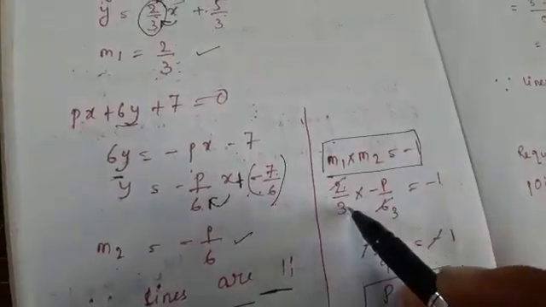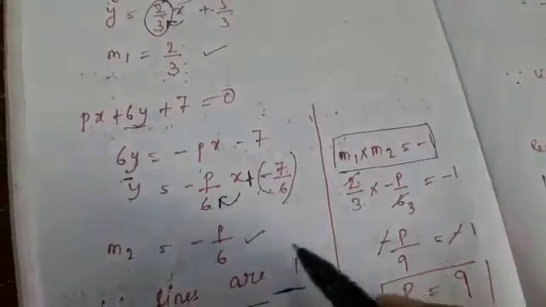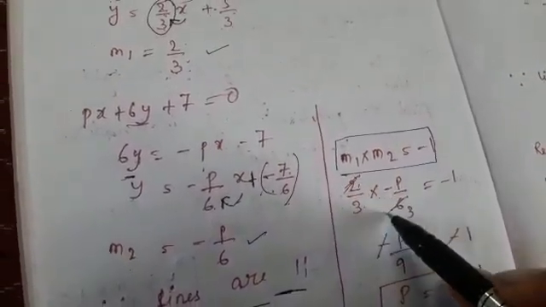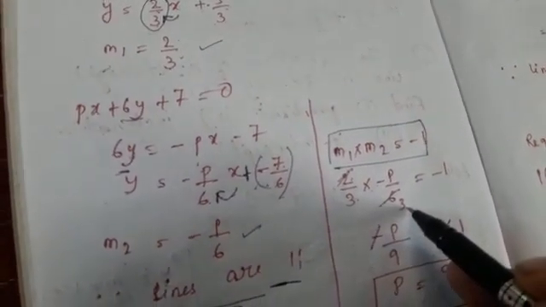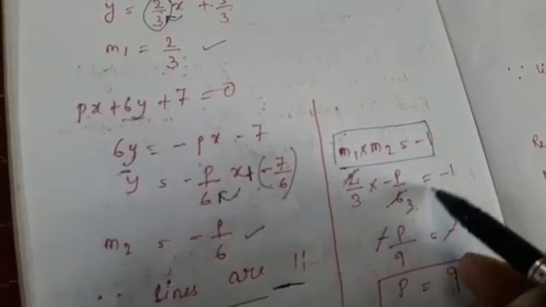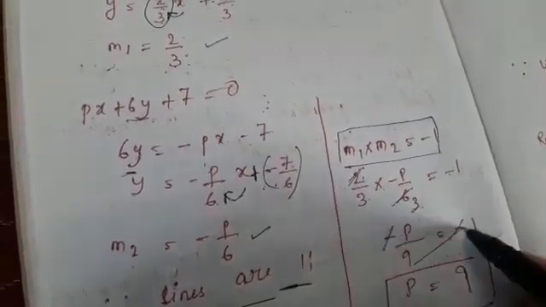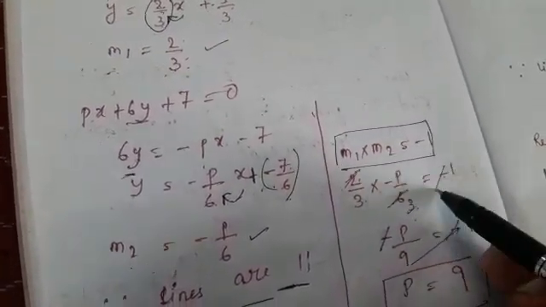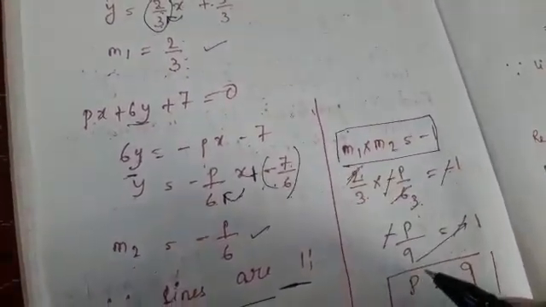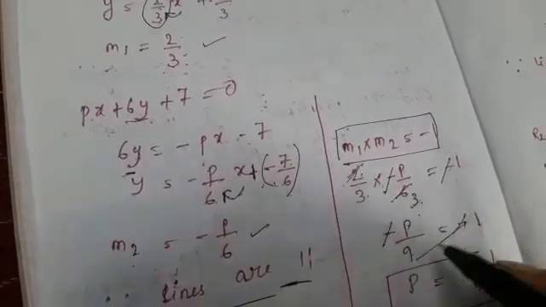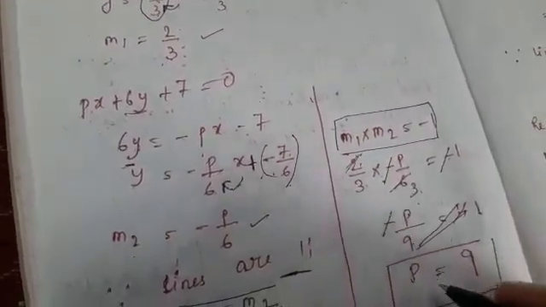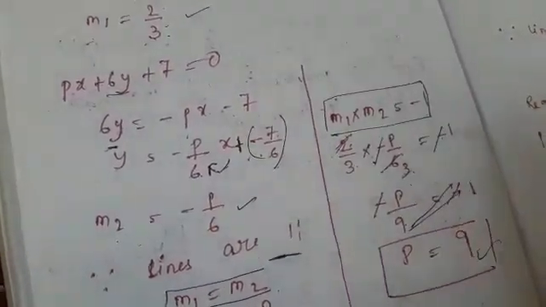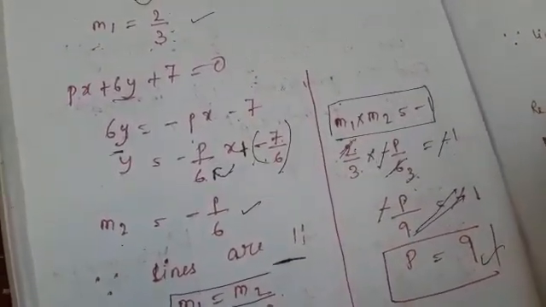So m1 is equal to 2 by 3 into m2, we have got minus p by 6. So this 2 and this 6 will get cancelled and give you 3. So minus p by 9, you do cross multiplication, minus p by 9 is equal to minus 1 there, you cancel the minus from both sides. So p by 9 is equal to 1, you do cross multiplication, bring the 9 there, so p equal to 9 is the value of p, if the question would have been given in perpendicular.